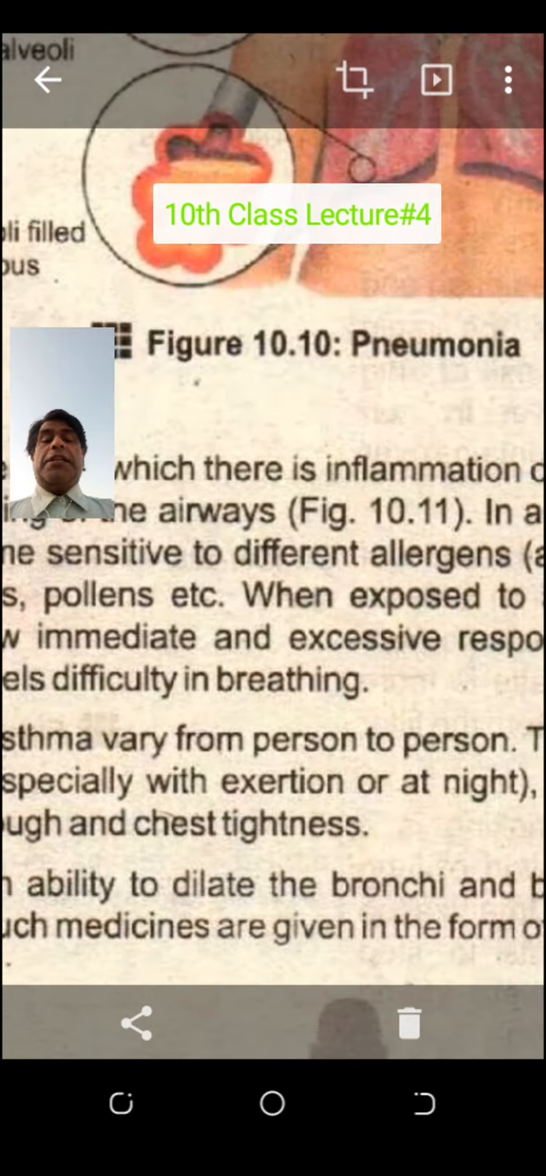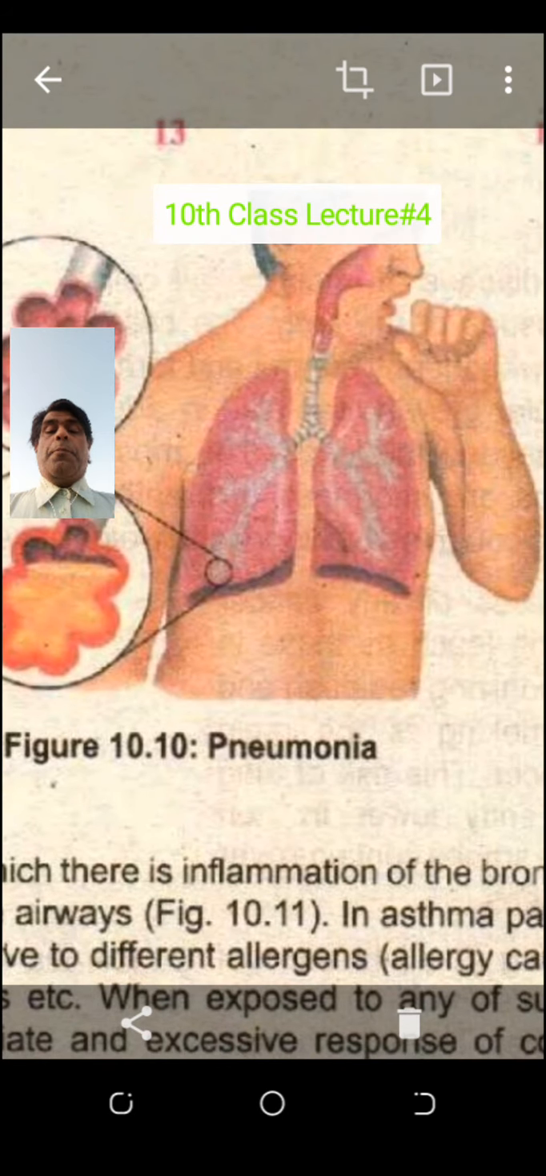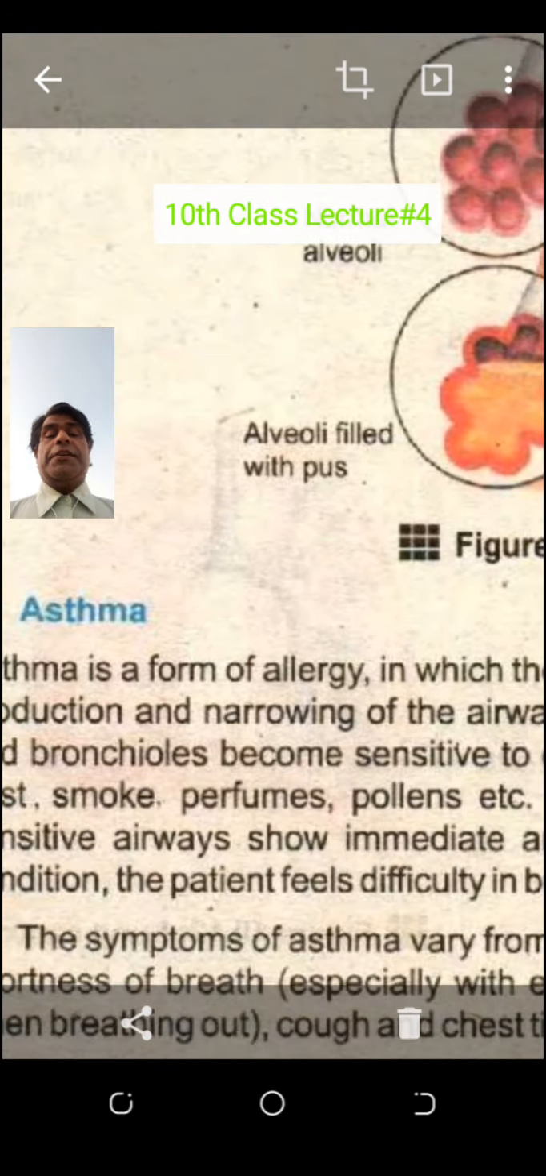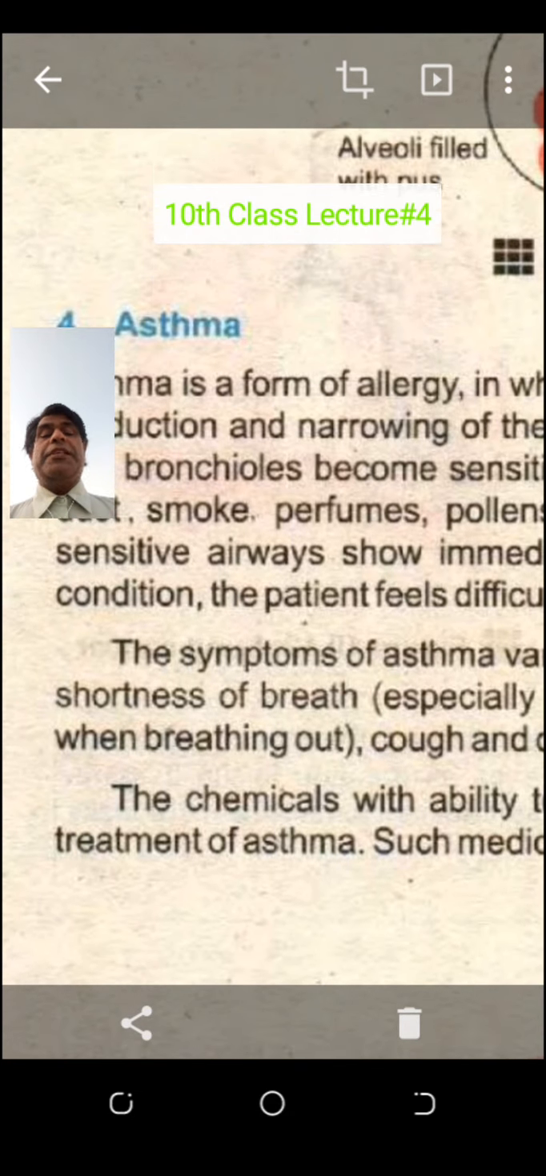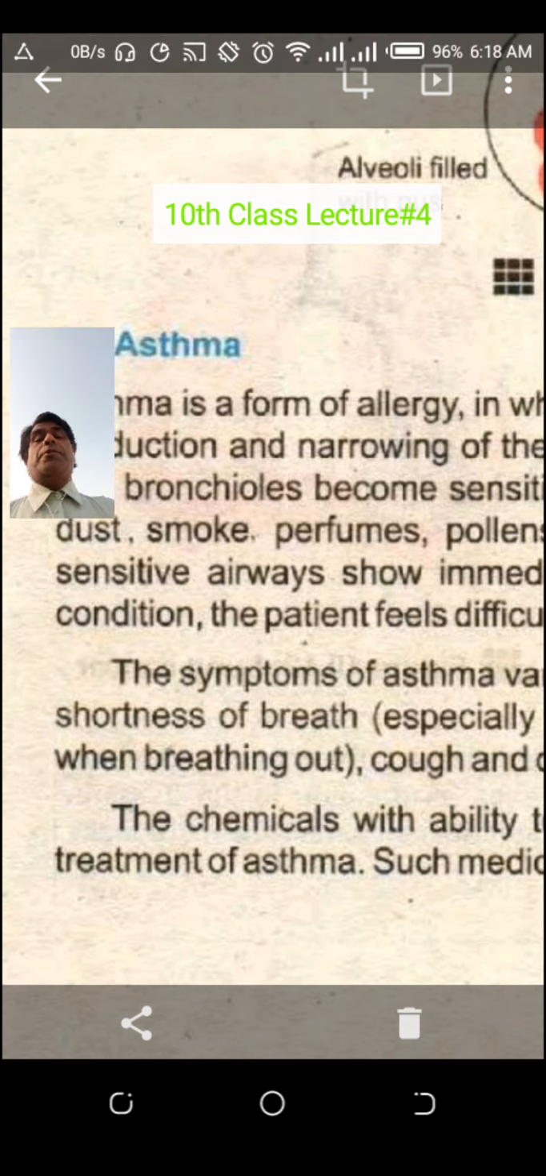When the bronchiole surface area decreases, what will happen? They will be unable to give proper oxygen to the tissues, meaning the alveoli cells, due to smoke, perfume, pollen and chemicals. These sensitive airways will block the bronchioles.